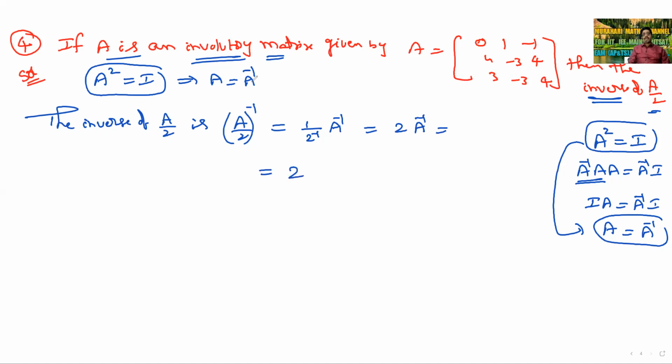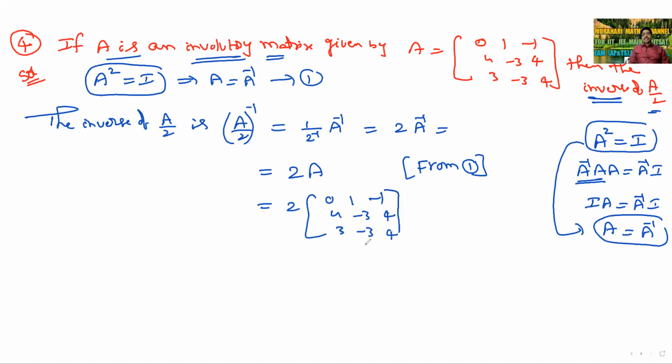Now, what is the A inverse value from the statement? A inverse is equal to A, given that A is an involutory matrix. So 2 times A, which is given as 0, 1, minus 1, 4, minus 3, 4, 3, minus 3, 4. Multiplying every element of this matrix by 2: 0, 2, minus 2, 8, minus 6, 8, 6, minus 6, 8. So this is the answer.